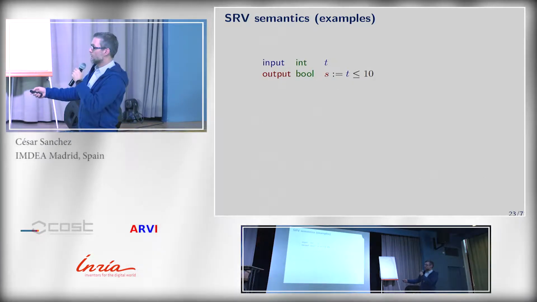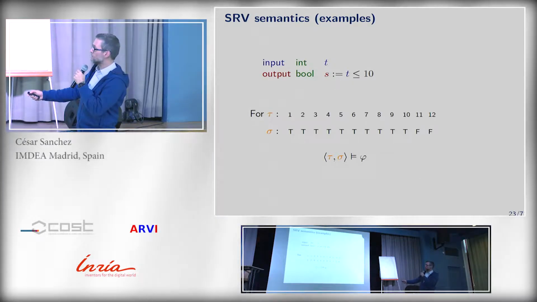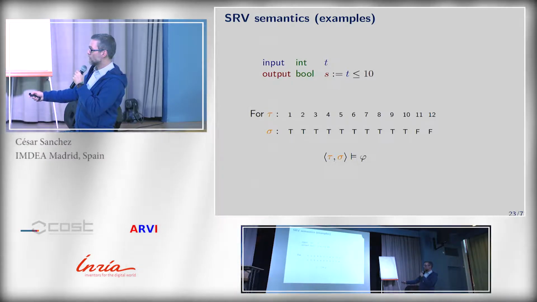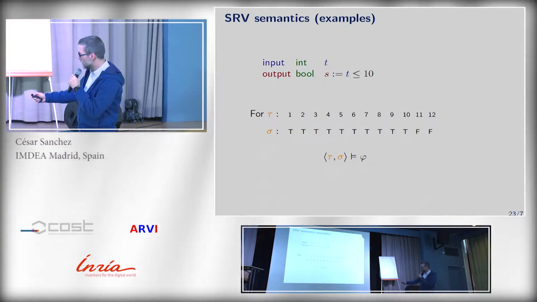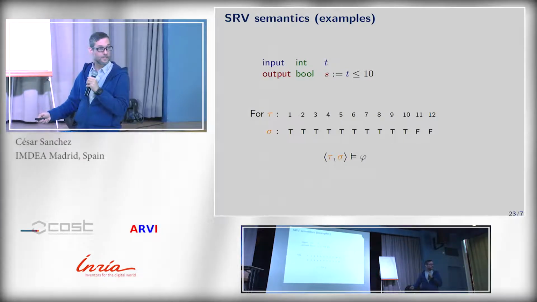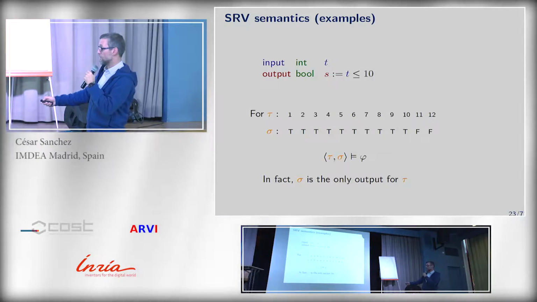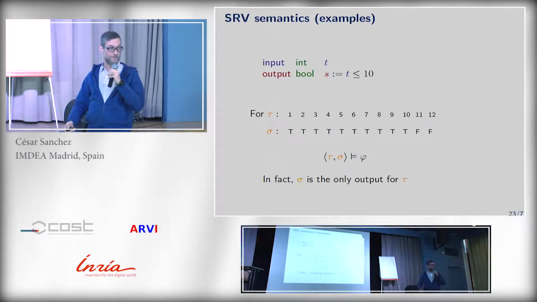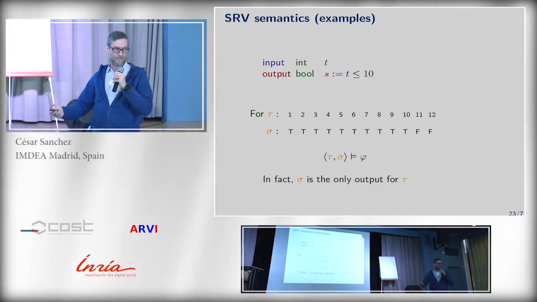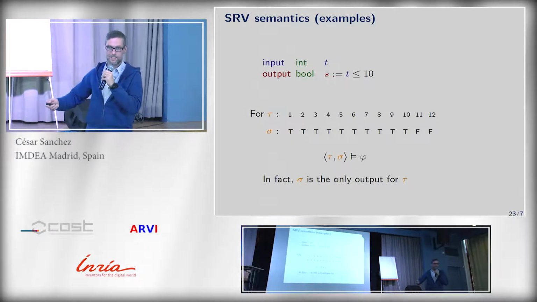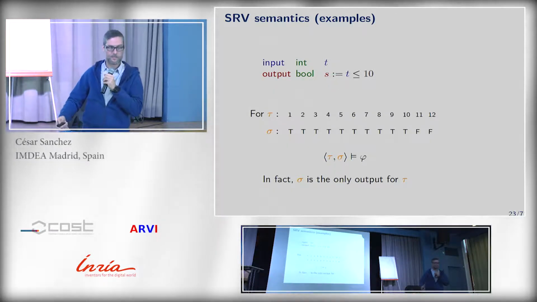So for example, take this specification. If I give you this input, essentially the output s is a Boolean and tells me whether t is less than or equal to 10. So this output and this input, as streams of length 12, is a model of the specification. In fact, I claim now without proof that this is the only output that extends this input to become a model. I mean, it's pretty easy to see, because if you give me a t, then there is only one thing that it can be. It's either smaller than or equal to 10 or it isn't.